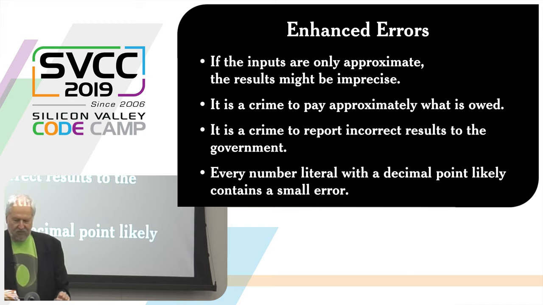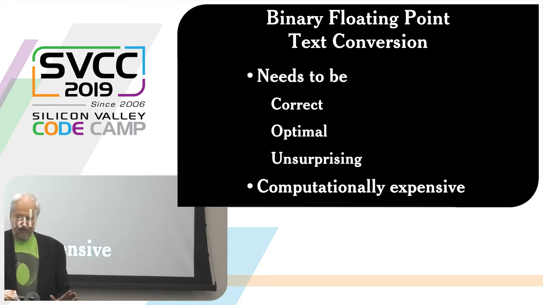So every number literal in your program with a decimal point is likely to contain a small error. Every number that you read from a database that was stored with a decimal point is likely to contain a small error. This should be freaking you out. Is anybody at all annoyed by this? I'm really annoyed by this. So why aren't you aware of this? It's because of the brilliant job that the floating point text conversion does.